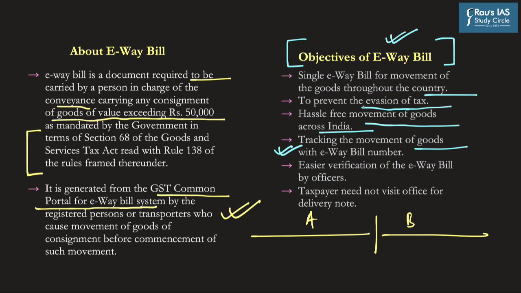Next, tracking of the movement of these goods with e-way bill number becomes more convenient for the tax authorities. Next objective for generating e-way bill is that it provides for easier verification of the e-way bill by officers, and also the fact that the taxpayers need not visit office every time for delivery note, as was the case earlier under the VAT system. So these can be said to be some of the objectives or even the benefits of generating e-way bills.